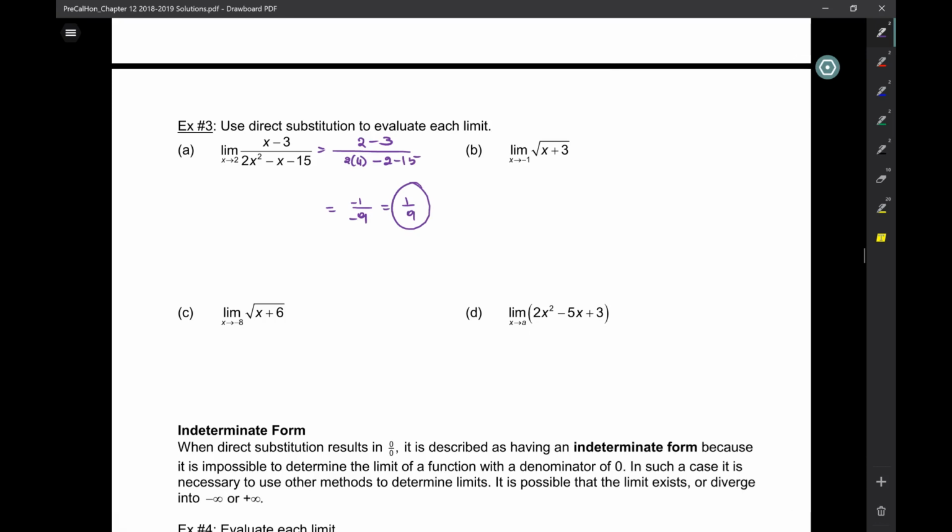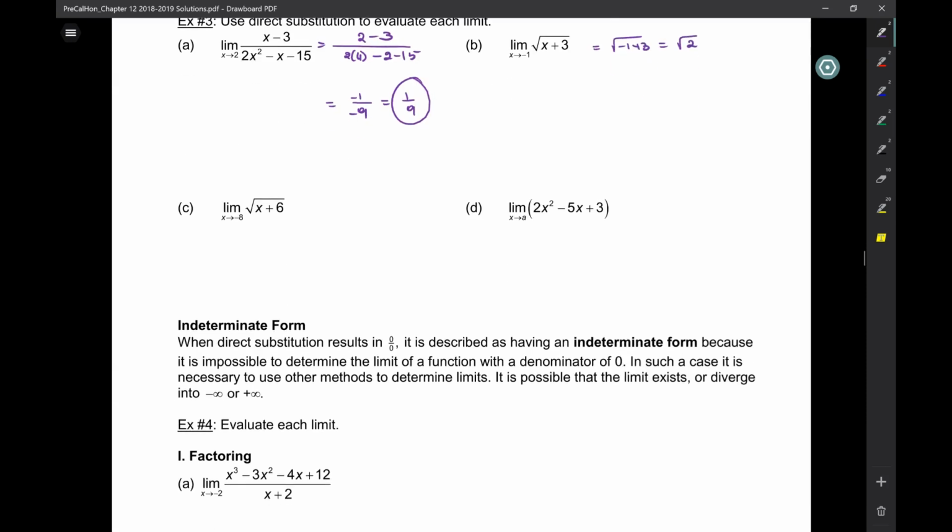Okay, so this is not a polynomial function. It's a square root function. However, as long as you can get a defined value, you can put x in there and make it a direct substitution problem. So this is going to be the square root of negative 1 plus 3, root 2, and that's good enough. These are going to be on the non-calculator section anyway.